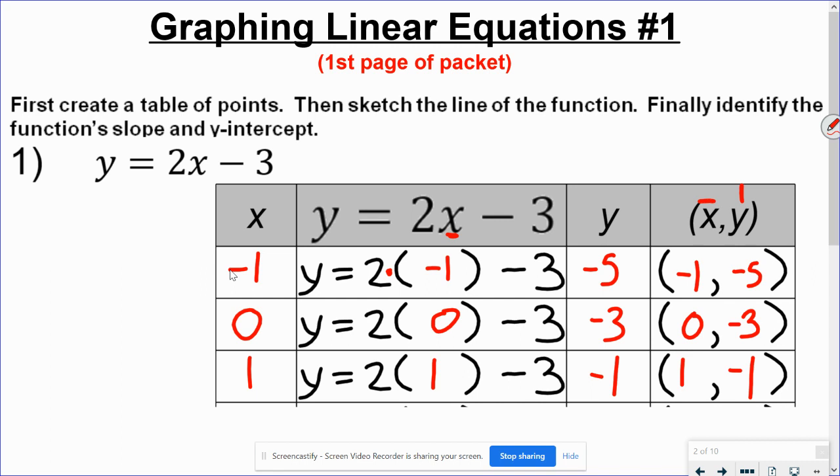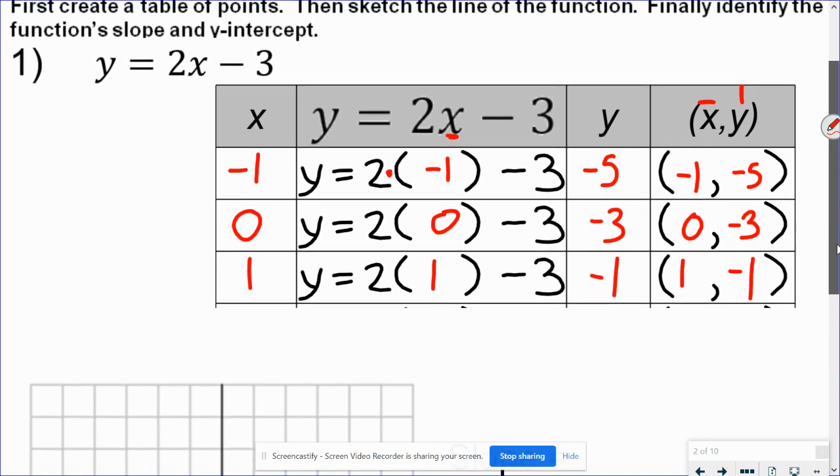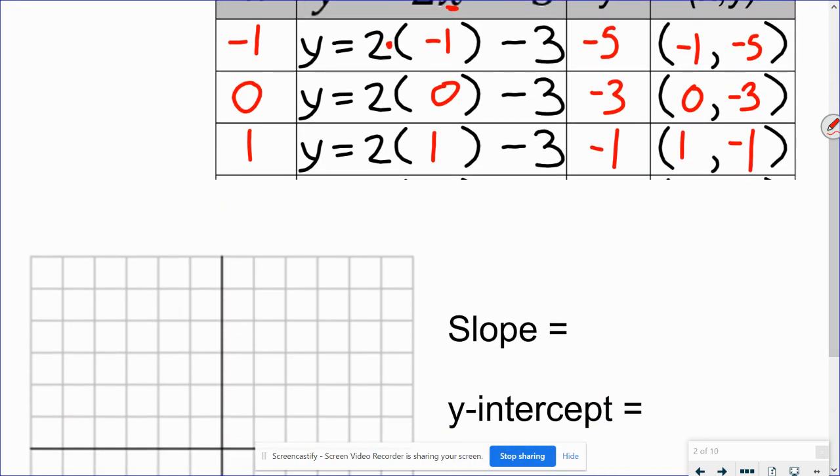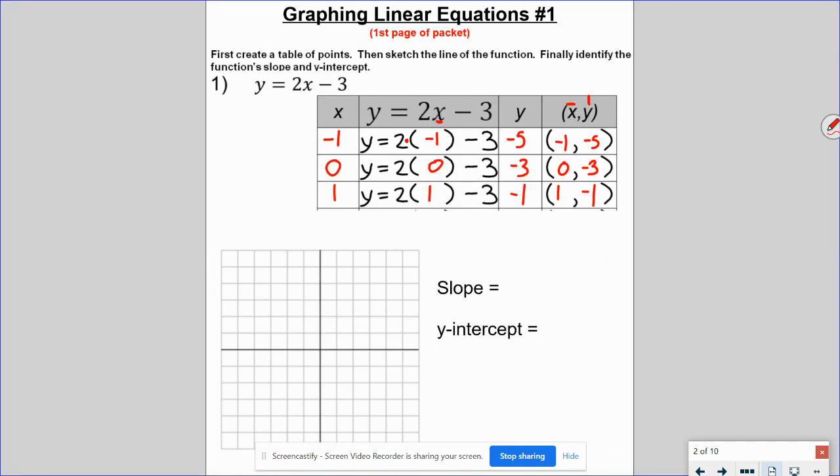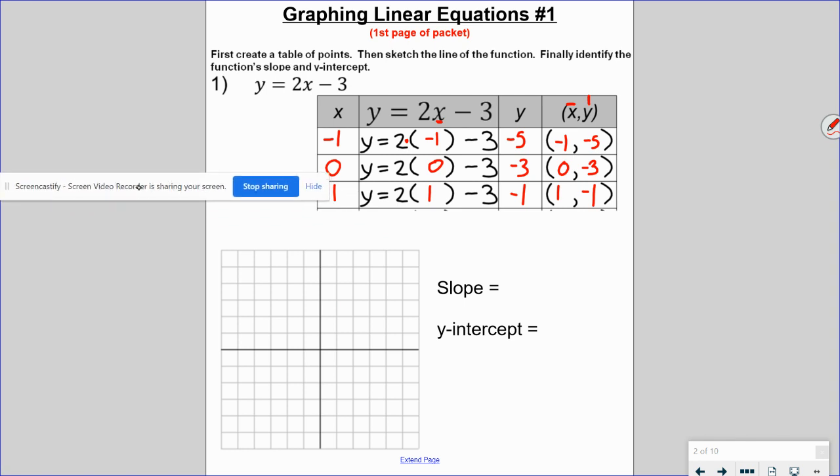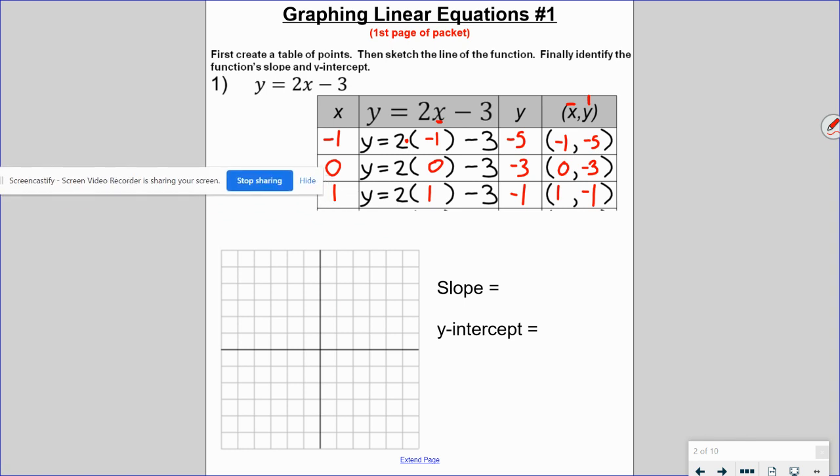So now what we're going to do is take those ordered pairs and graph them on the graph below. And we're going to identify some important information. So the first ordered pair is negative 1 and negative 5. So we go left 1 and we drop 5. So that's my negative 1 and negative 5. You don't have to label them. I'm just doing that so you know where my numbers are coming from. Next one is 0 and negative 3.